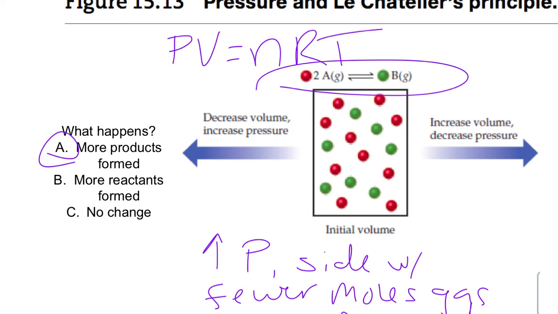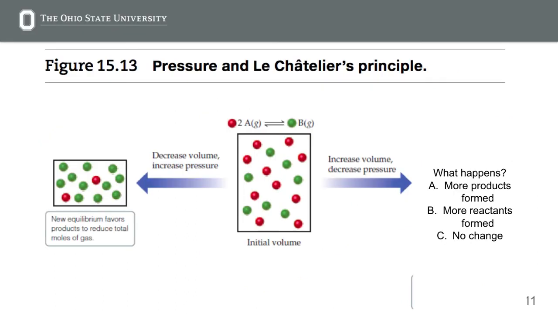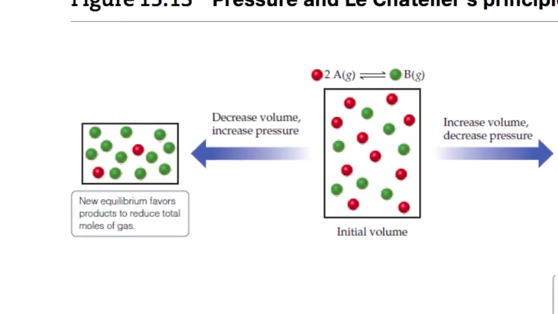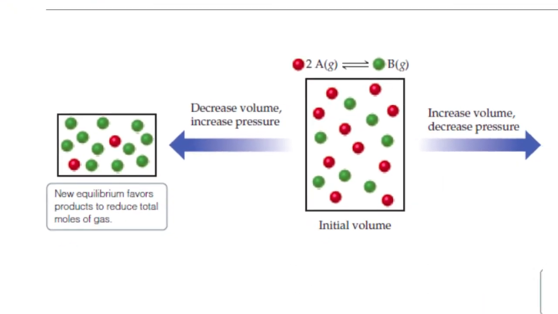Okay, questions on that? Okay, so then, let's see. Here's an example, back to our figure with red and green spheres. If we've decreased the volume, increased the pressure, we're going to favor the product side, which has fewer moles of gas. And this box does represent having more moles of gas, more green spheres.